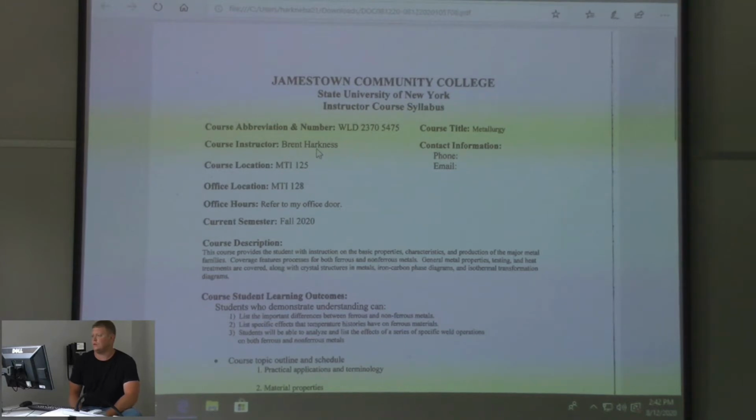So here we go. Course abbreviation and number WLD 2370 is the metallurgy course. Course title over here with a CRN of 5475. It's not a welding course. I know it has the welding in the beginning. It started out just in the welding program at Jamestown Community College and moved into the Mech Tech program. So don't get confused by the WLD.